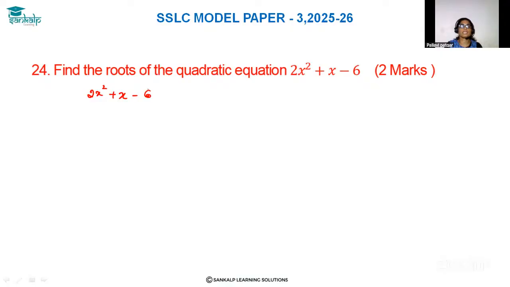So here multiply the first and last term. So 6 2s are 12.